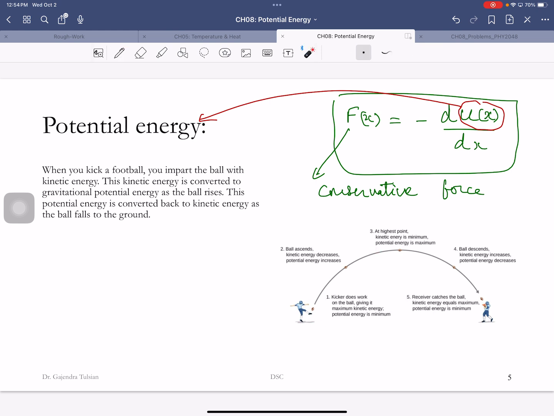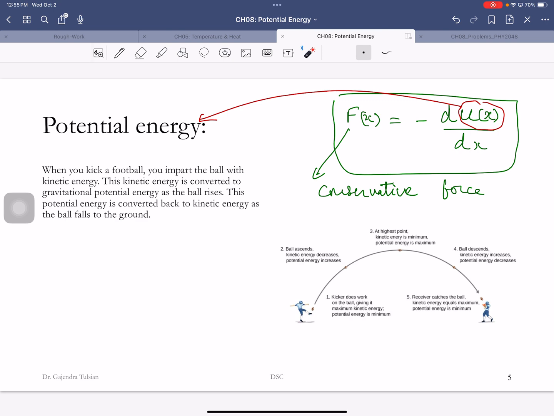When you kick a football, we'll ignore air resistance. Drag forces are non-conservative forces, so we'll say drag forces are negligible compared to any of the other forces acting. So in this case, if you can neglect drag forces, gravity is the only force acting on this object. And as the ball rises, its potential energy is increasing and its kinetic energy is decreasing. And the sum of the two remains constant. At all points of the trajectory, the sum of the potential and kinetic energy will be constant. And that is the conservation of mechanical energy.